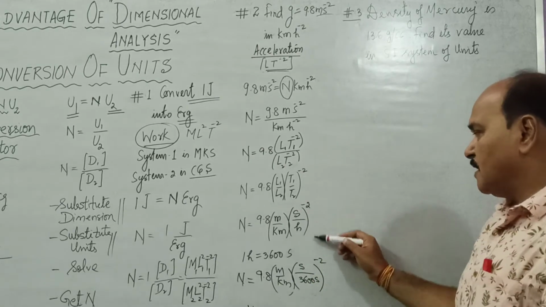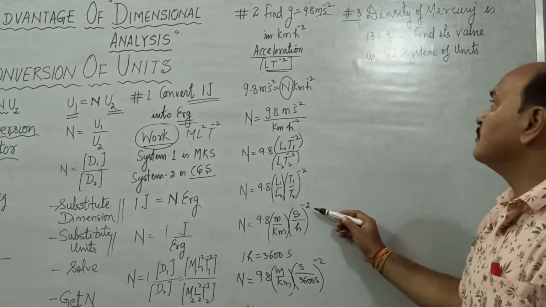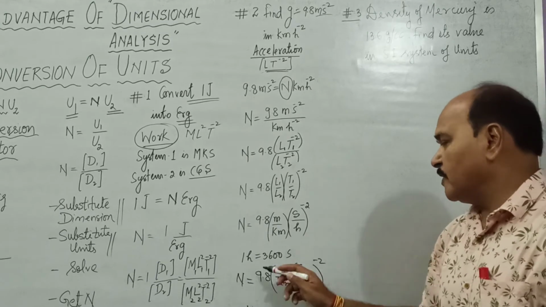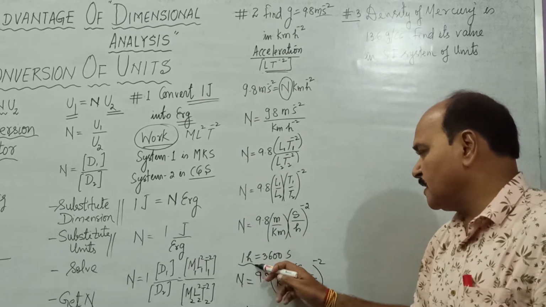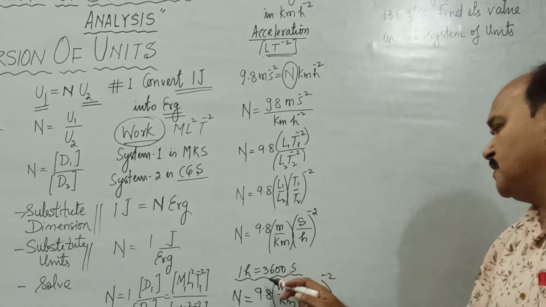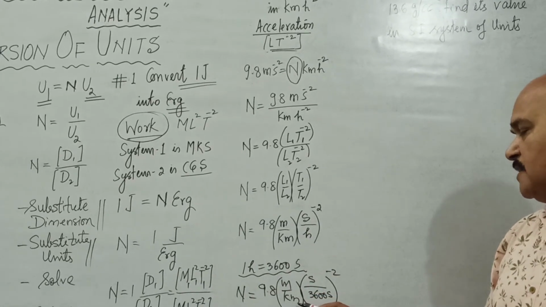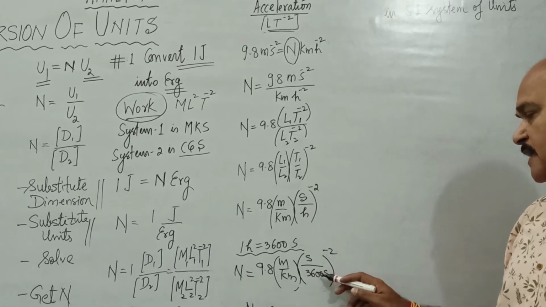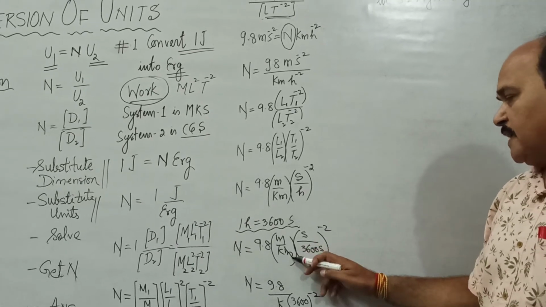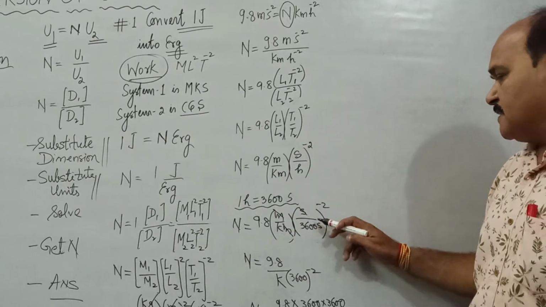Hour, and the whole power is what? Minus 2. Well, 1 hour is equal to 3600 seconds, that we all know. Let us make this substitution here. See, meter upon kilometer as it is, second upon 3600 second. Now you can see meter cancels out, even second cancels out here.